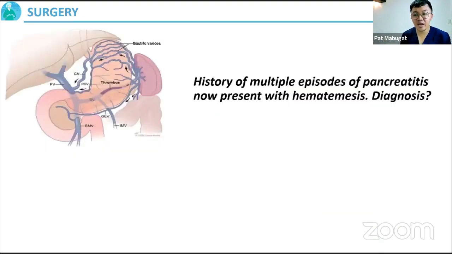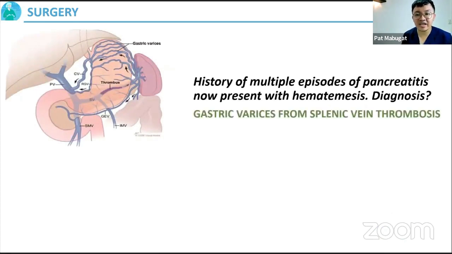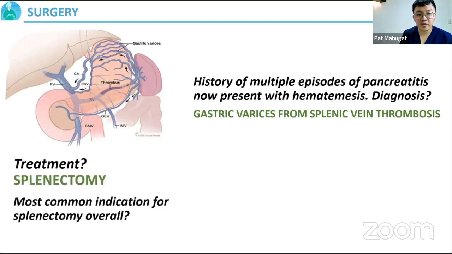Next, history of multiple episodes of pancreatitis with hematemesis. Diagnosis: splenic vein thrombosis. The splenic vein is thrombosed, so the vessels in the stomach are going to dilate, and we're going to have varices from it. Treatment: we do splenectomy. The most common indication for splenectomy overall is still trauma. However, hematologic disorders and carcinomas, among others, are also indications. But the most common is trauma.